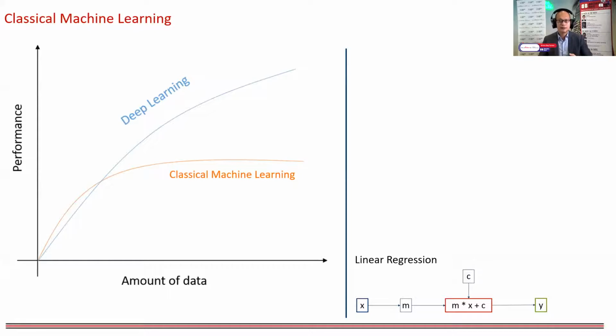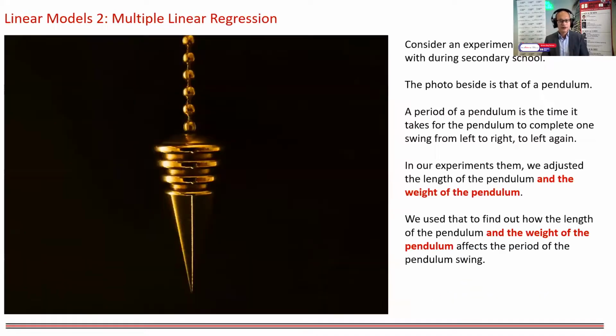Okay, let's go a little bit deeper to find out what happens if there's more than one independent variable. Let's say we want to measure the period of the pendulum swing. But this time, we adjust not only the length of the pendulum, we also adjust the weight of the pendulum. And so we not only have one independent variable, but we have two independent variables right now.